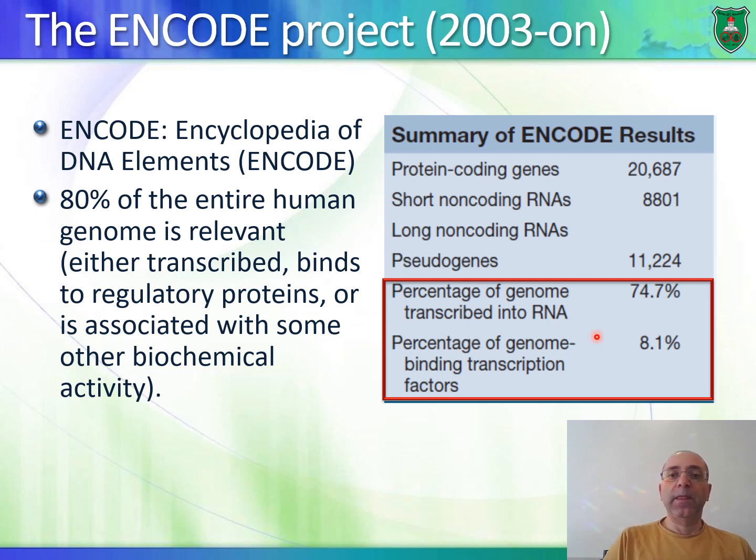And about 8% of the human genome generates transcription factors. We'll talk about transcription factors in the transcription lectures. What they do is regulate transcription. So this is the information that we have found out so far. About 80% of the entire human genome is relevant. It's not junk like what we thought. So how about the other 20%? Well, we don't know yet. Let's deal with the 80% first. This is huge, by the way.